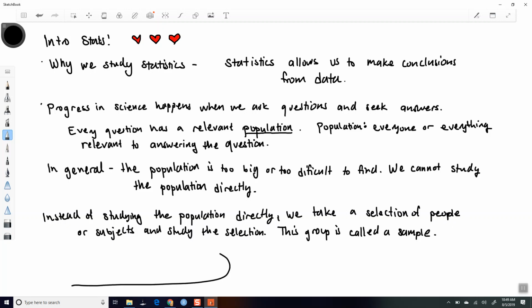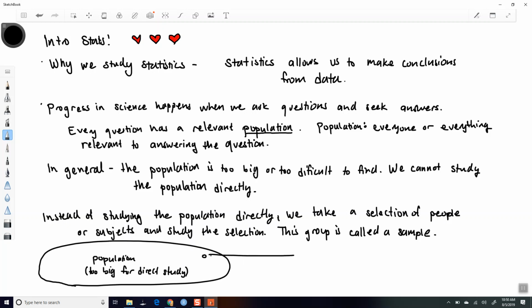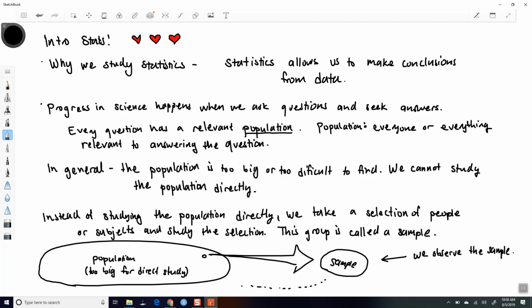Okay, so the picture here is this blob represents the population, and it's too big for direct study. So from the population we just take a tiny little piece. We observe the sample, and based on the sample, we try to make conclusions about the population. And this is called inference.